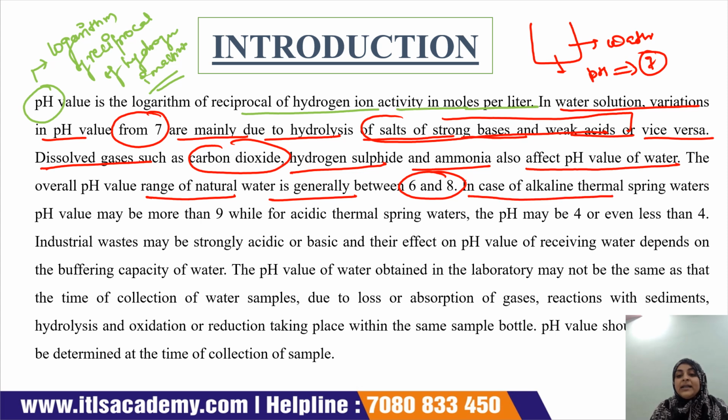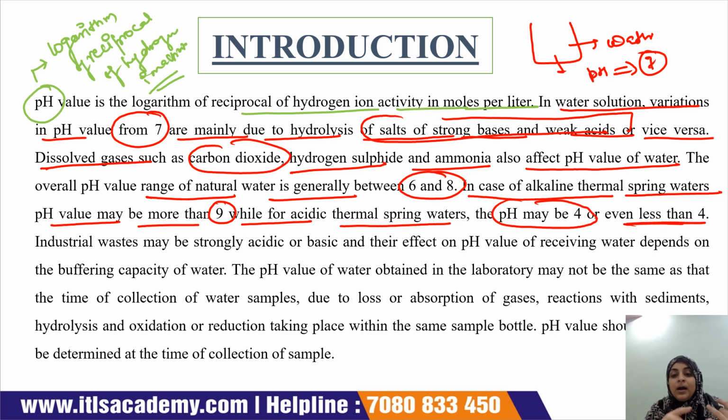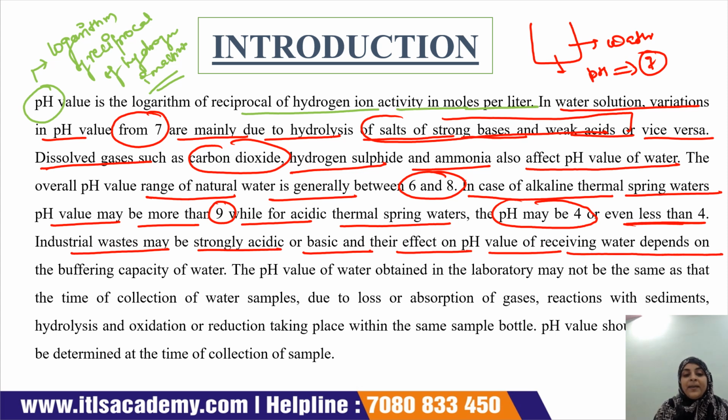In the case of alkaline thermal spring water, the pH value may be more than 9, while for acidic thermal spring water, the pH value will be 4 or less than 4. Industrial wastes may be strongly acidic or basic, and their effect on the pH value of receiving water depends upon the buffering capacity of the water.